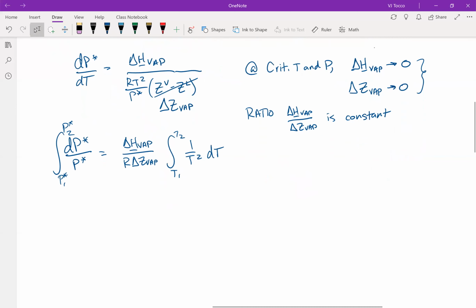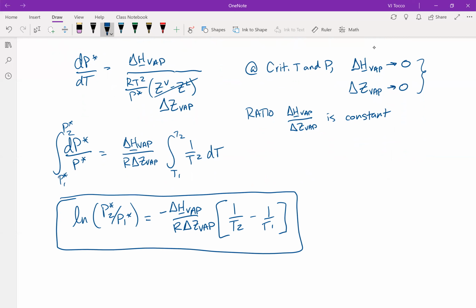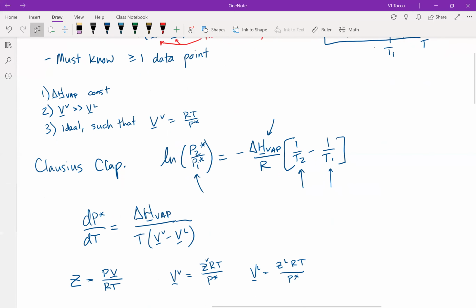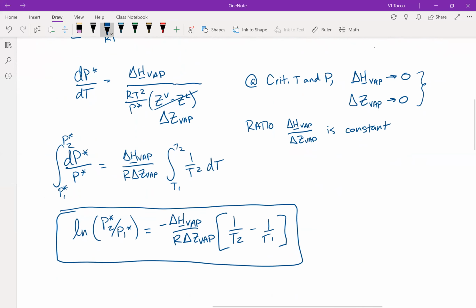That is going to give us something that looks very similar to the Clausius-Clapeyron equation. So we're going to have ln P star 2 over P star 1 is equal to delta H vap over R delta Z vap, minus out front coming from this integration, times 1 over T2 minus 1 over T1. This one doesn't really have a name. I call it the modified Clausius-Clapeyron equation because if you compare it to the Clausius-Clapeyron from before, it looks very similar. The only thing is that I'm inserting a delta Z vaporization in there.